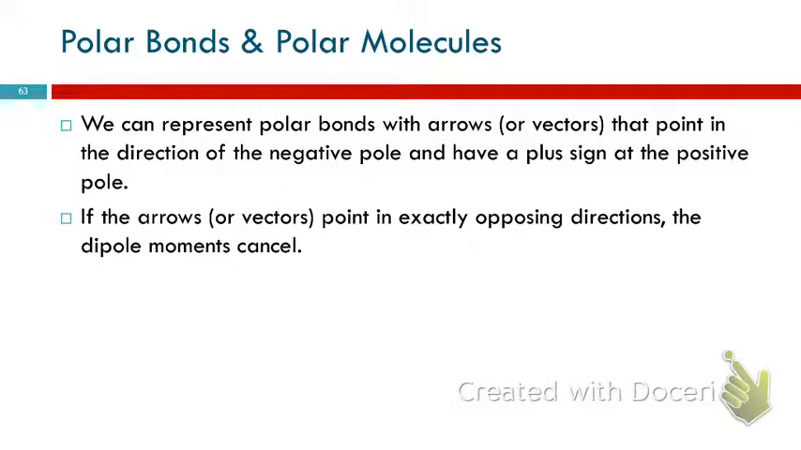So we represent polar bonds with arrows or vectors that point in the direction of the negative pole, with the plus sign at the positive poles. If those point in exactly opposing directions, the dipole moments cancel out.